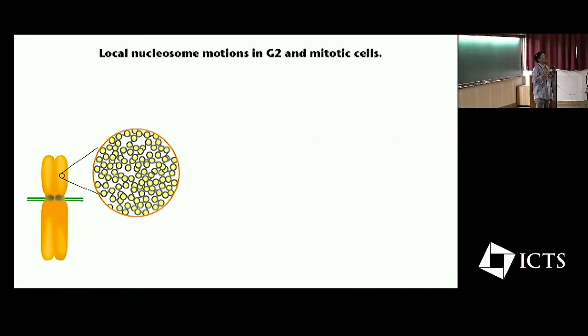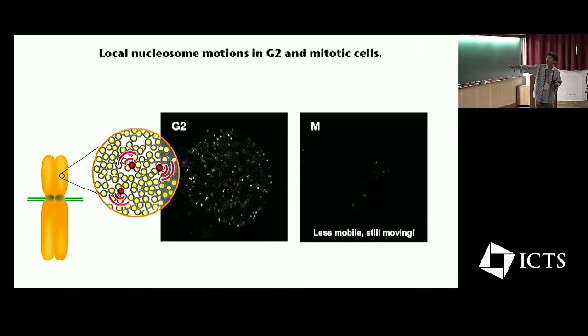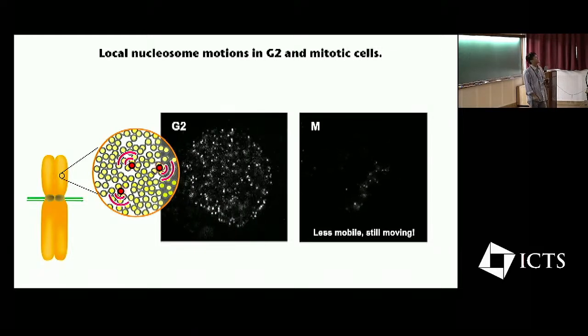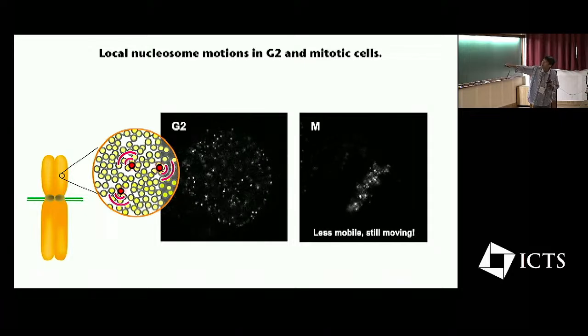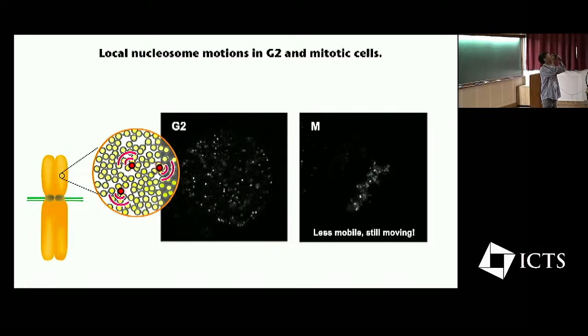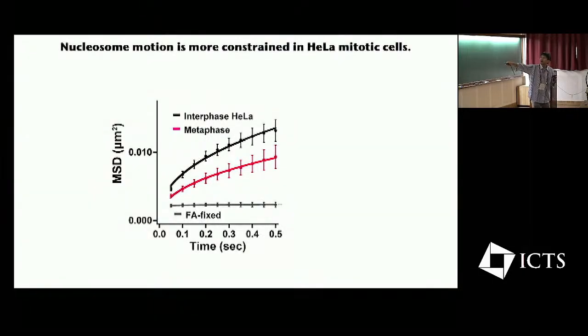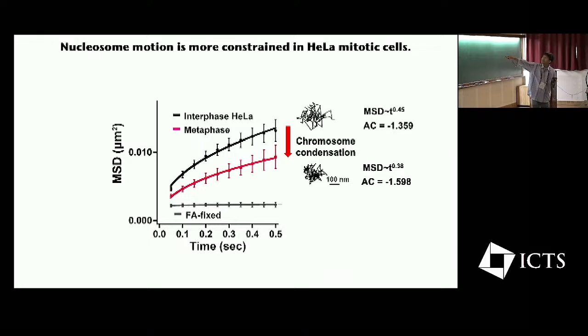We also sparsely label the nucleosomes in mitotic chromosomes like this, and then we can check the movement in G2 and mitotic cells. As you see, the nucleosomes in mitotic cells look less mobile, but they are still fluctuating like this. The MSD plot showed the nucleosome motion is more constrained in mitotic cells. The MSD exponent decreases and the AC value also decreases.